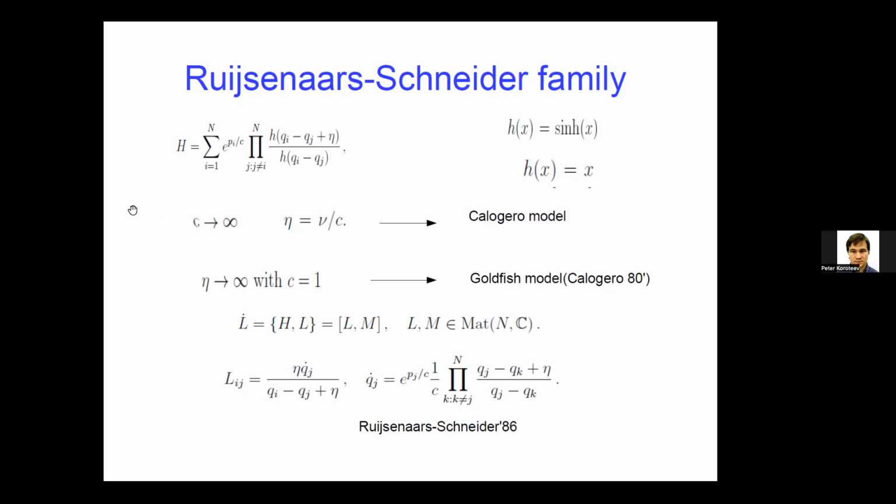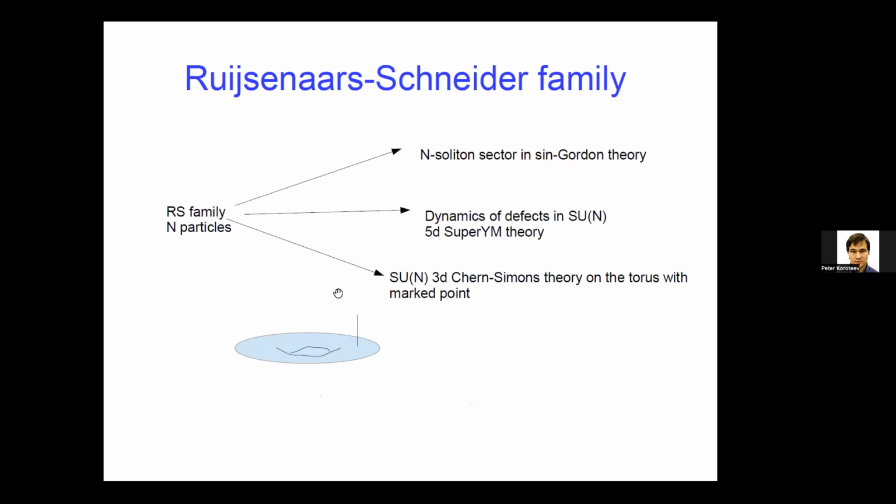And similar to the Calogero system, we could write down the Lax operator for this model, the Lax equation, and the corresponding equation for the velocities, which will be useful for comparison to the Bethe ansatz equation. Similar to the Calogero-Moser system, the Ruijsenaars-Schneider system is a very useful object. It describes the N-soliton system in sine-Gordon theory, dynamics of defects not in four dimensions but in five-dimensional situation. And it also provides the dynamics on the moduli space of flat connections on the punctured torus. So this is a very universal system.